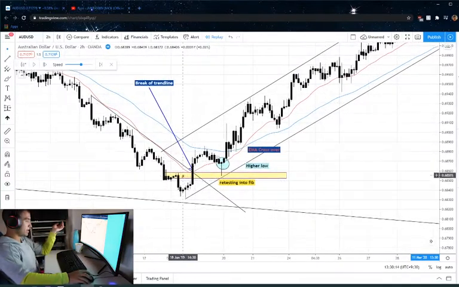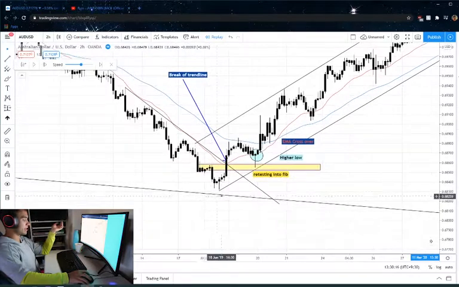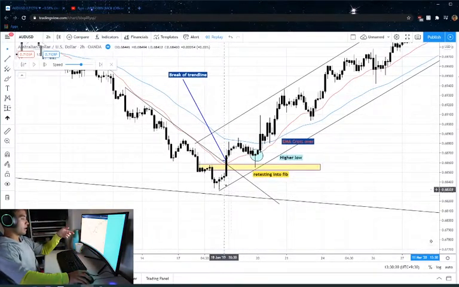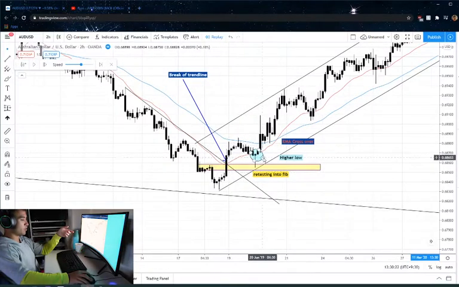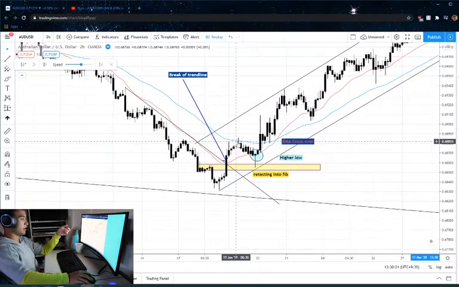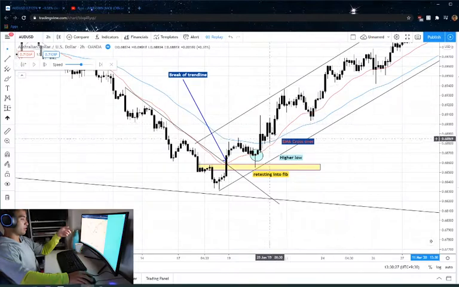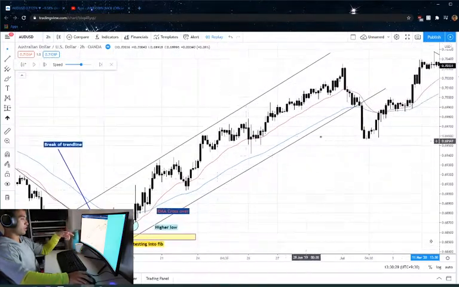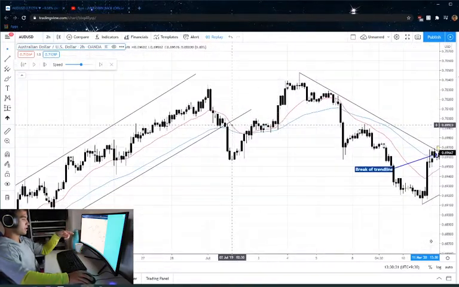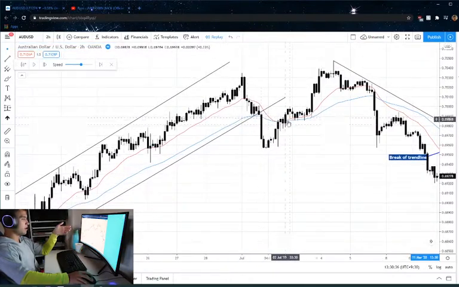So again, break of trend line. It didn't exactly touch support here, but it came down to it. Made a leg, retraced into a fib zone, which created the higher low and the higher high, and then the EMA crossed over, and price continued up in the channel. Here's another one. I didn't do this one, but let's see.